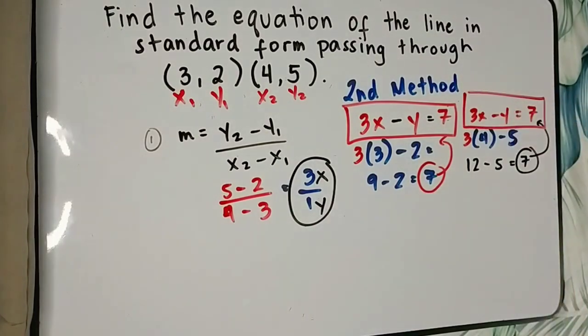And kung mapapansin nyo, diba, mas mabilis talaga si second method kasi si slope lang yung gagamitin, yung solve, and then substitute lang yung coordinates. Ayun na kagad yung equation ng line.